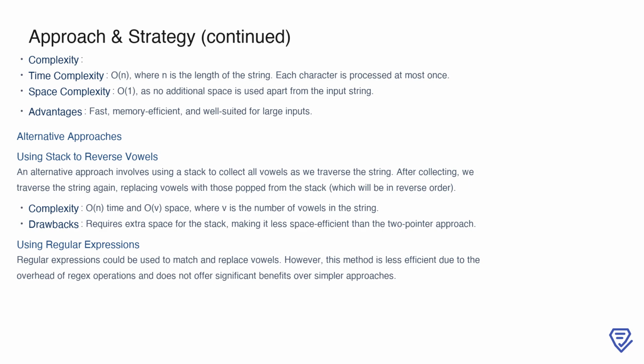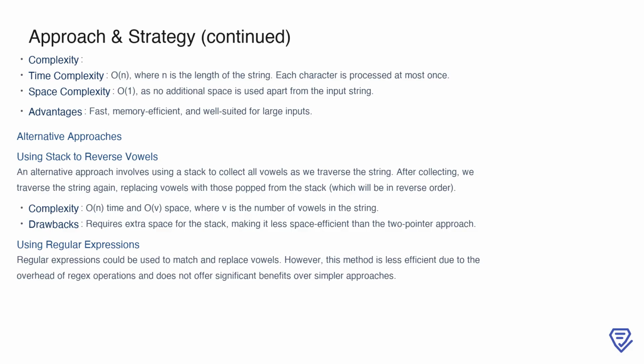The two-pointer approach offers clear advantages in terms of complexity. In terms of time, the method operates in O(n), where n is the length of the string, since each character is processed at most once. For space complexity, it is O(1), because no additional storage is required beyond the input string itself. These characteristics make the approach fast and memory efficient, especially for large inputs.